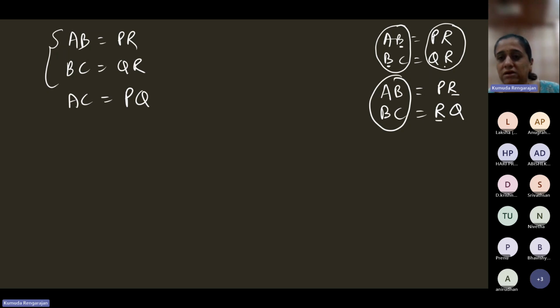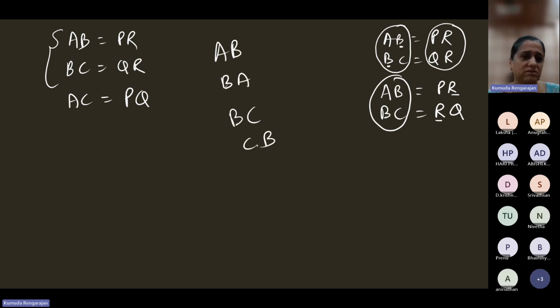Now you know that QR, RQ both are the same, like side AB, side BA. It's the same side. Side BC, side CB, same thing. So you can write QR as RQ. It's the same side. QR, RQ. Same.